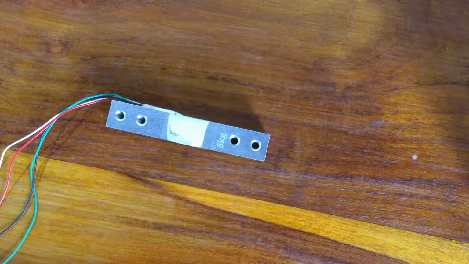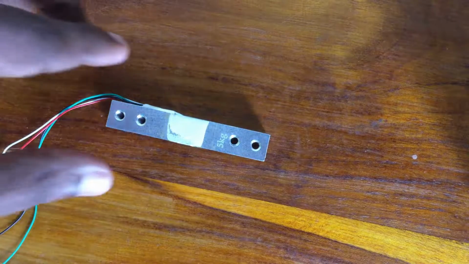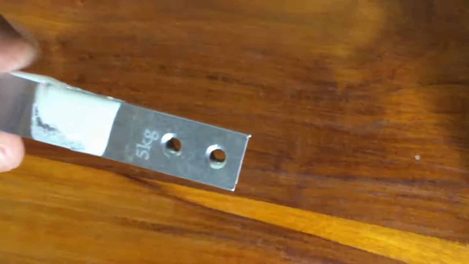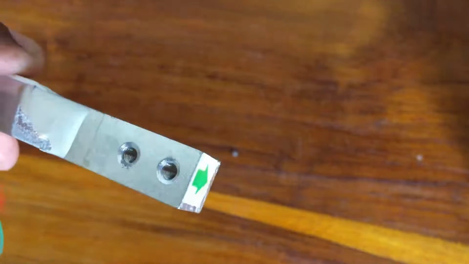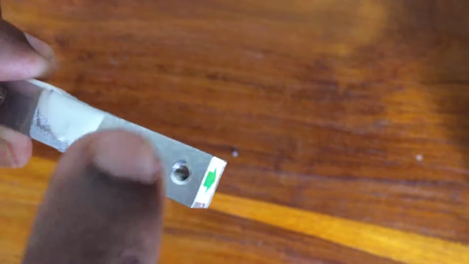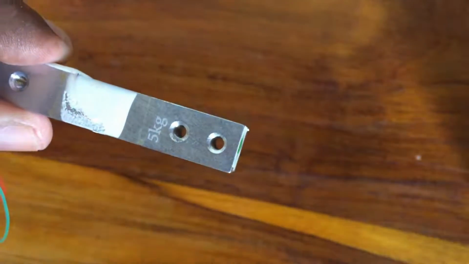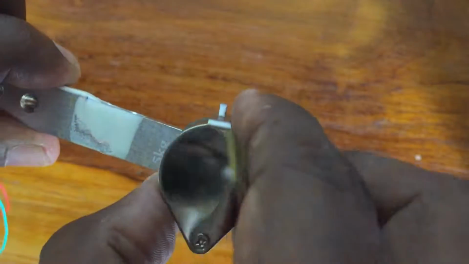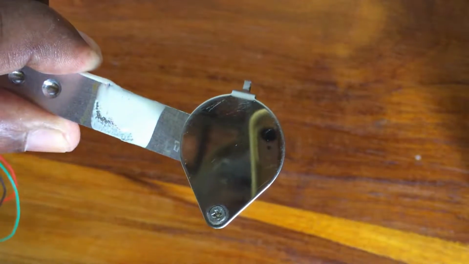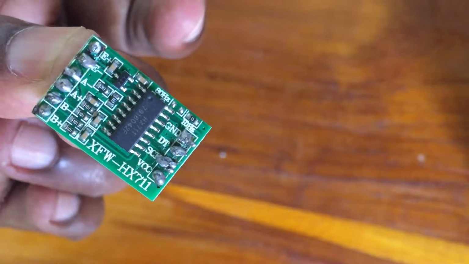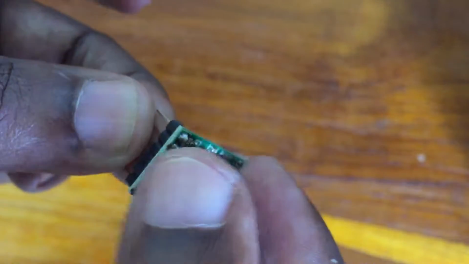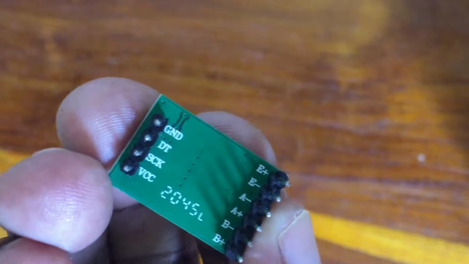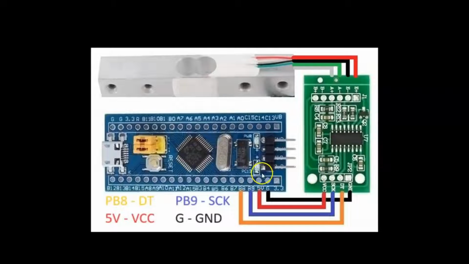Let's get started with this. I'm using this load cell. It has 4 wires, and when we bring it closer, it is rated 5 kg. And there's an arrow here. We need to put the weight here or on the opposite side, like this, not on the side. I'm using this module on the other side, like this.